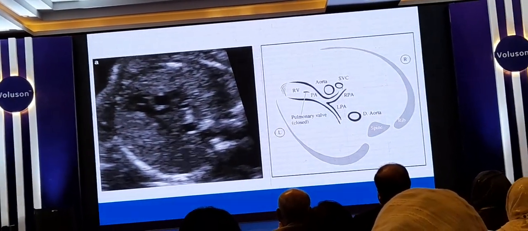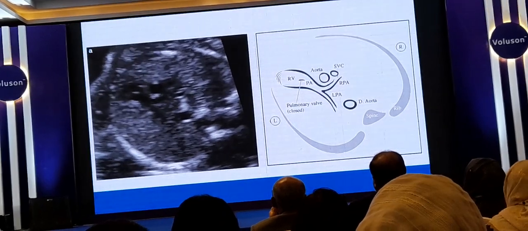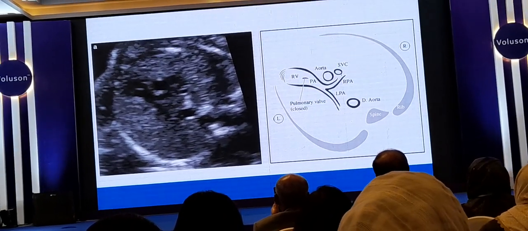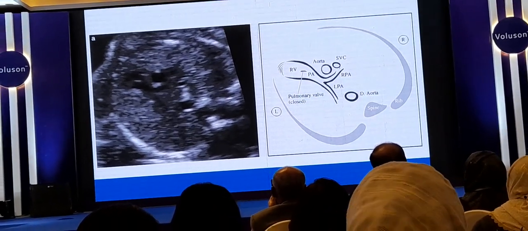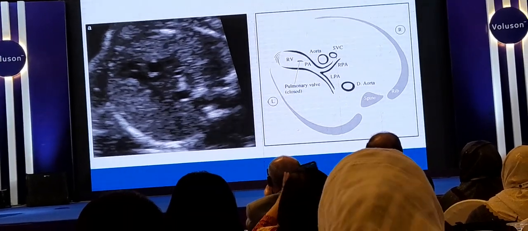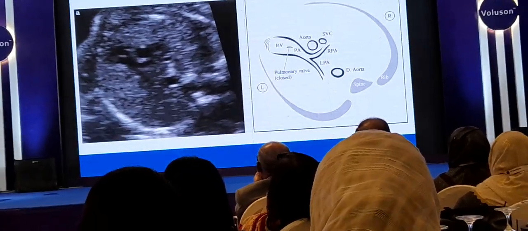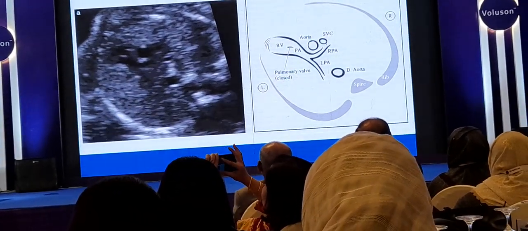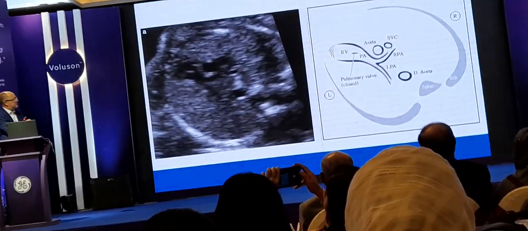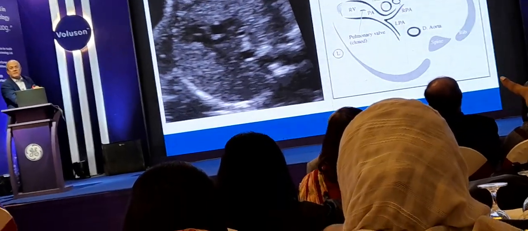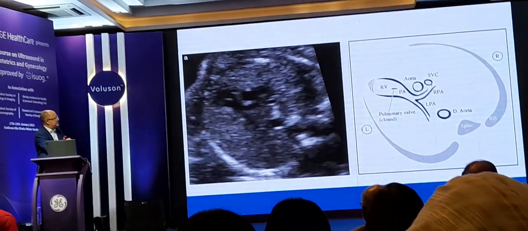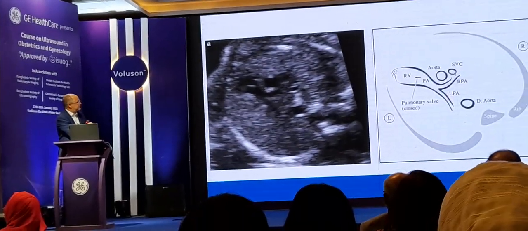Right ventricle. Pulmonary artery. Pulmonary artery dividing into right and left branch pulmonary arteries. Then we have the aorta and the SVC. We're starting to see that three-vessel arrangement that we all know. Descending aorta already on the left side of the spine, coming down.